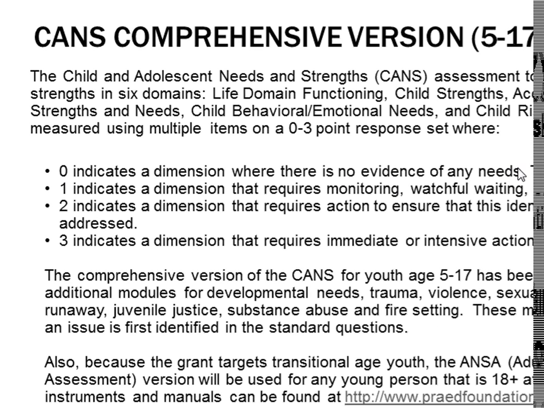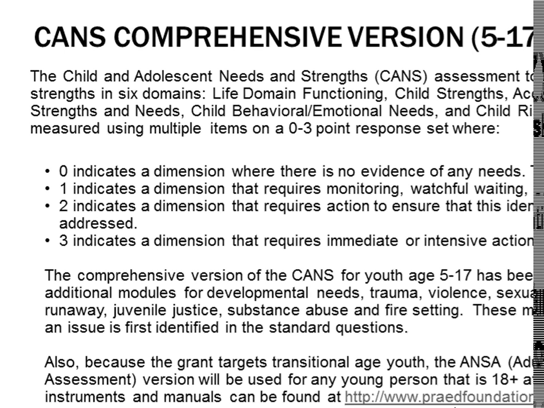How the scoring works: 0 indicates a dimension where there's no evidence of need. 1 requires monitoring, watchful waiting, preventative activities. 2 indicates a dimension where the need or risk behavior is addressed. And 3 indicates that it needs immediate or intensive action. The comprehensive version of CANS for youth 5 through 17 has been selected because it really fits our population, but since we also have some over 18, we're going to use the ANSA-T, which is the CANS sister scale for 18 through 22, I believe.